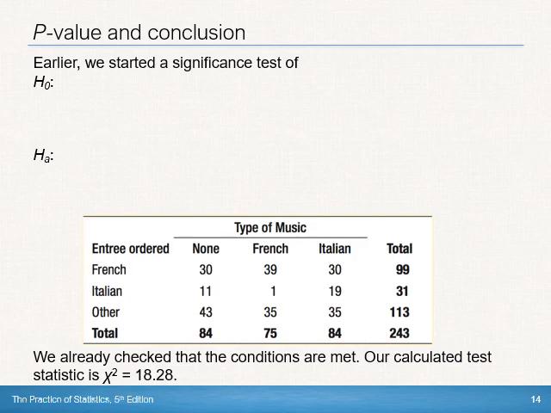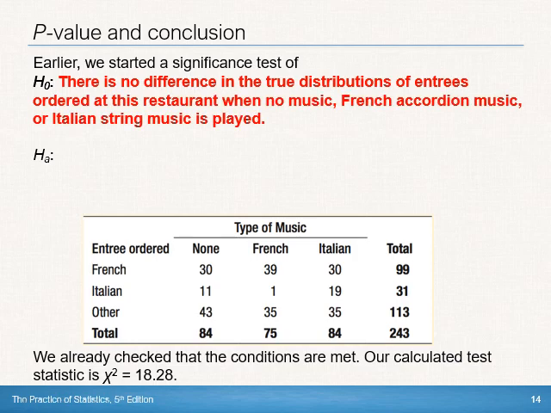All right, so let's look at the specific null hypothesis for this case. Pause the video and then write down what you think those are, and then we'll talk about them. Okay, so the null hypothesis is that there's no difference in the true distribution of entrees ordered at the restaurant when the 3 musical conditions are being observed. So no music, French music, or Italian music. The alternative hypothesis will be the exact same wording, except there is a difference.